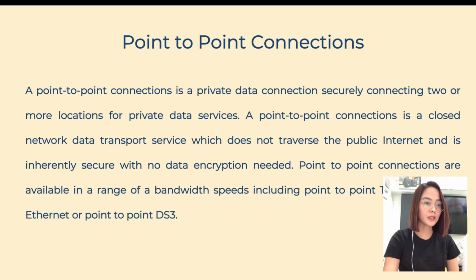A point-to-point connection is a private data connection securely connecting two or more locations for private data services. A point-to-point connection is a closed network data transport service which does not traverse the public internet and is inherently secure, with no data encryption needed. Point-to-point connections are available in a range of bandwidth speeds, including point-to-point DS1, point-to-point Ethernet, or point-to-point DS3.